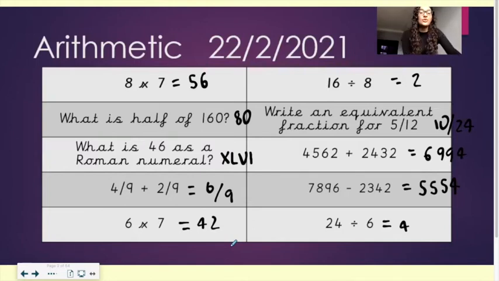4,562 plus 2,432 equals 6,994. 7,896 take away 2,342 equals 5,554. And lastly, 24 divided by 6 equals 4.